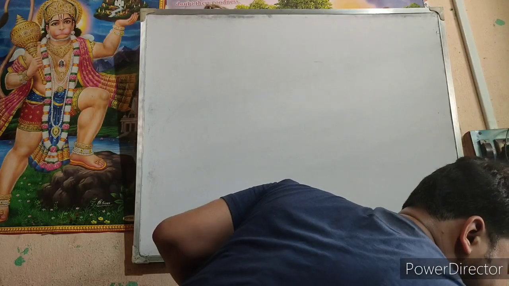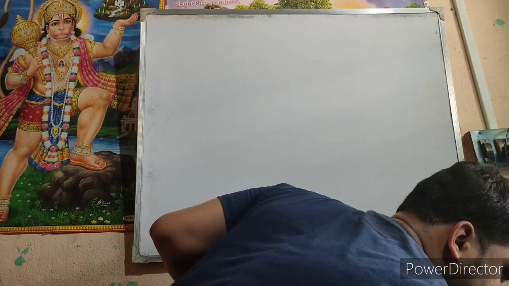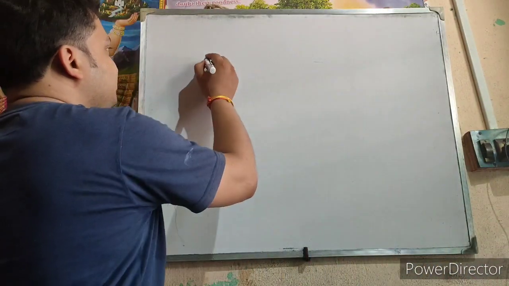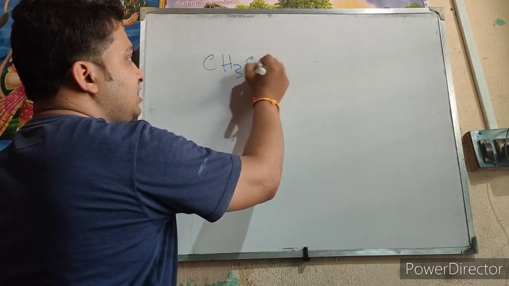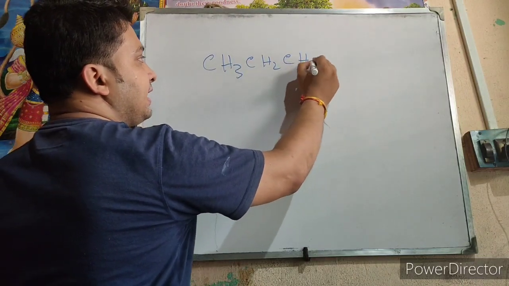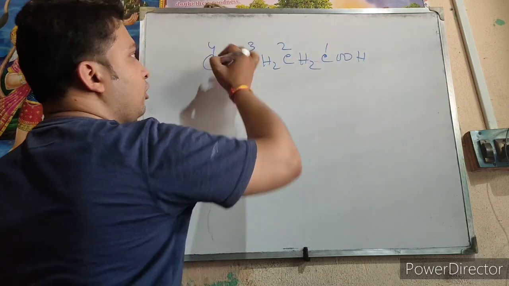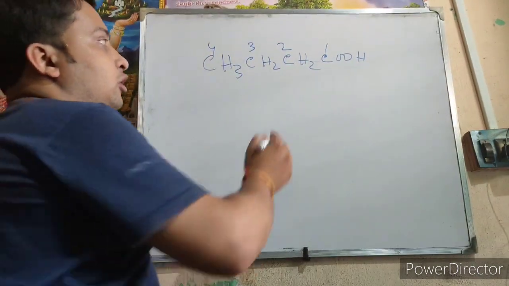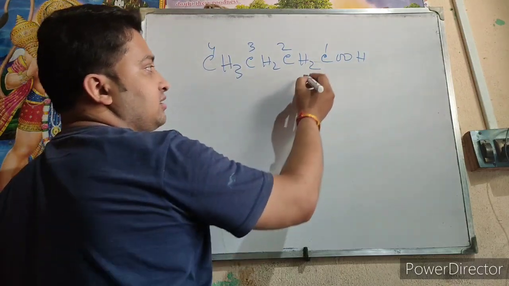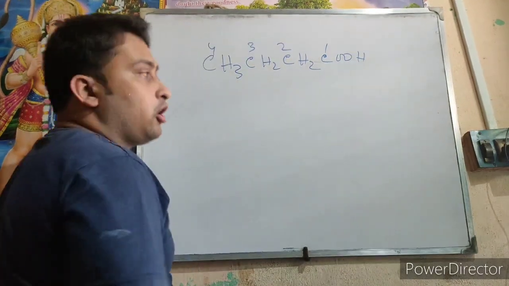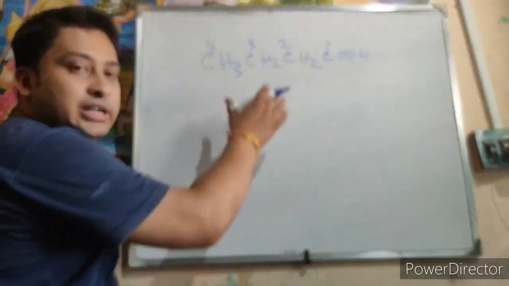Then propanoic acid, then butyric acid or butanoic acid, that is CH3 CH2 CH2COOH, as the number of carbons is 1, 2, 3, 4. So as usual it is called butan-1-oic acid, so you can write it as butanoic acid. Okay, write the name butanoic acid.